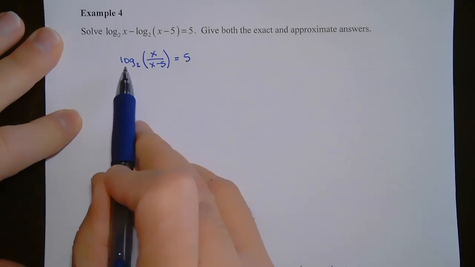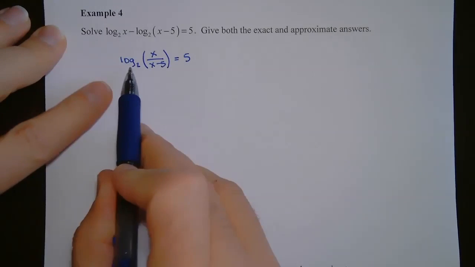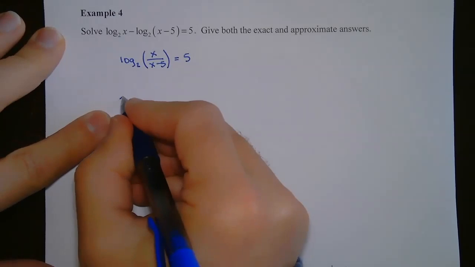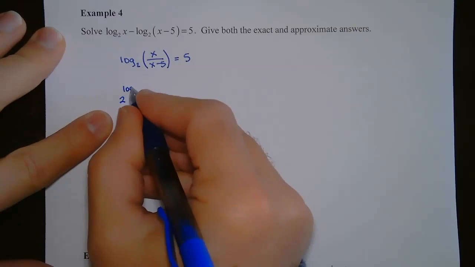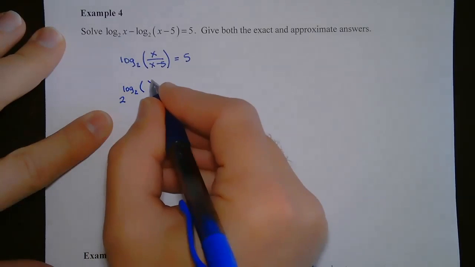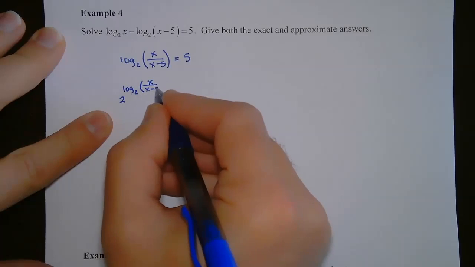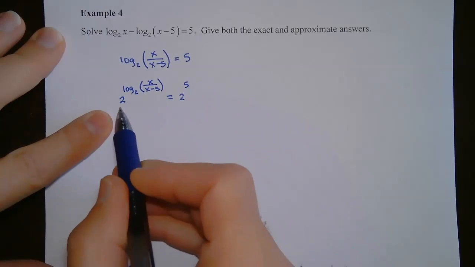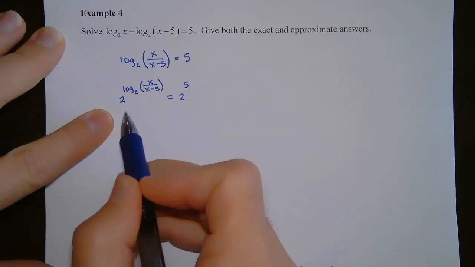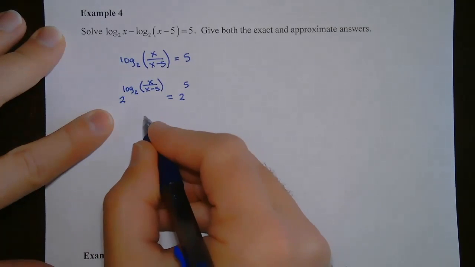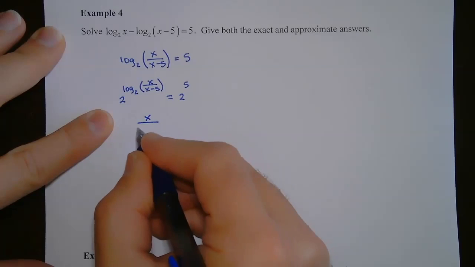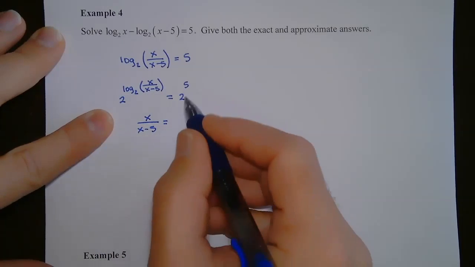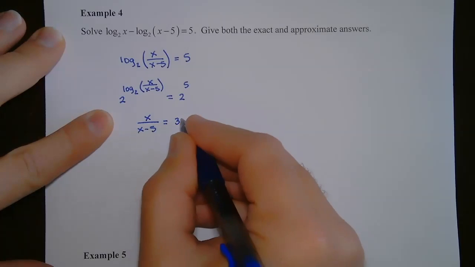And now we have it written as a single logarithm, which is going to allow us to exponentiate, okay? And we're going to want to exponentiate with base 2. So this would be 2 raised to the log base 2 of x over x minus 5 is equal to 2 to the 5th power. 2 raised to the log base 2, it's going to undo, all right? And then we're going to be left with x over x minus 5 is equal to 2 to the 5th power, and 2 to the 5th power would be 32.